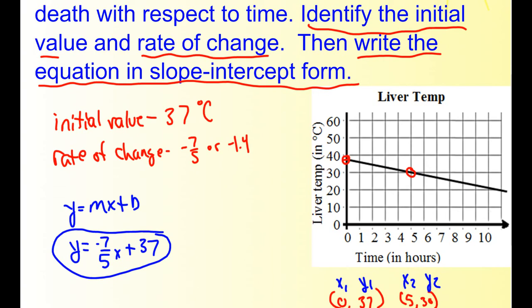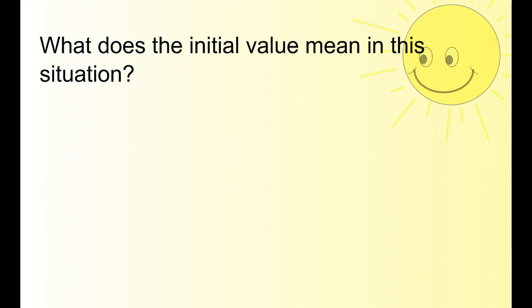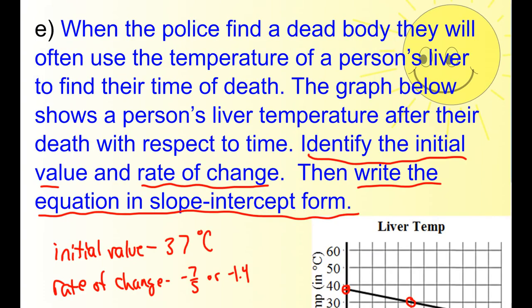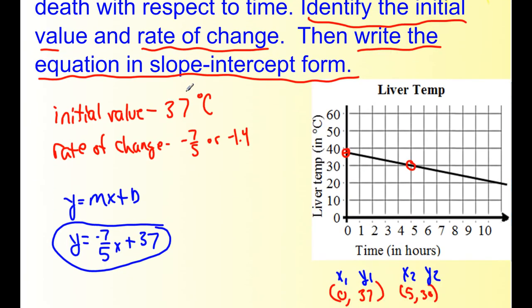Again, I'm not going to discuss too much, because it looks like the next page or so has some questions about this problem, like what does the initial temperature represent and what does the rate of change represent, and that kind of stuff. So let's do that. First one, what does the initial value mean in this situation? The initial value we said was 37 degrees Celsius. What does that initial value mean?